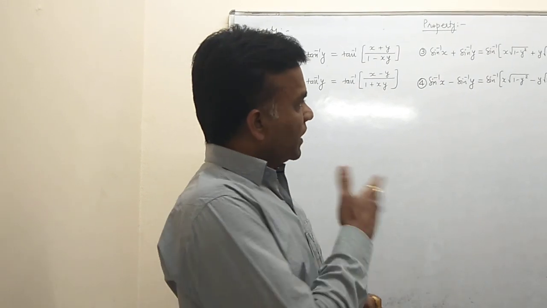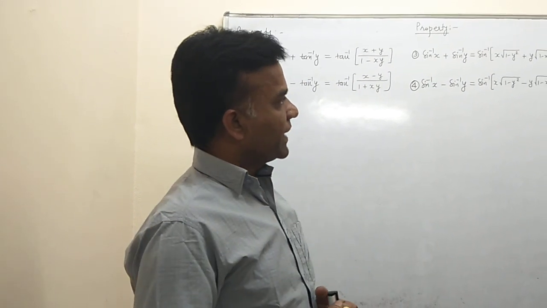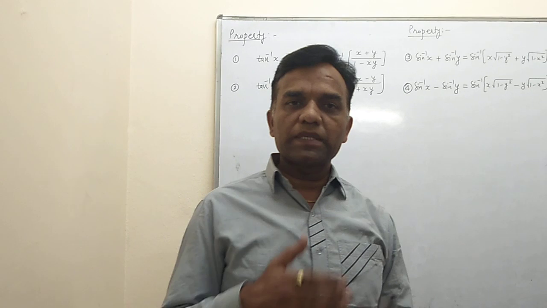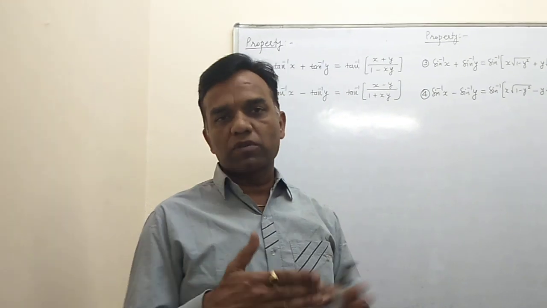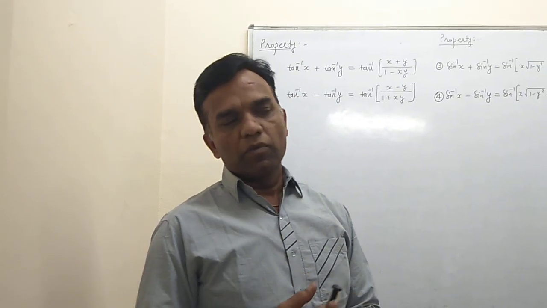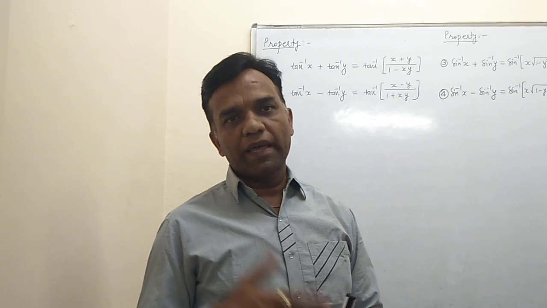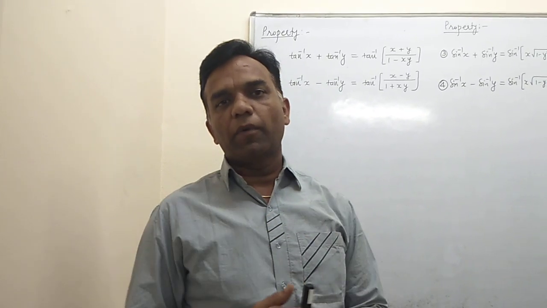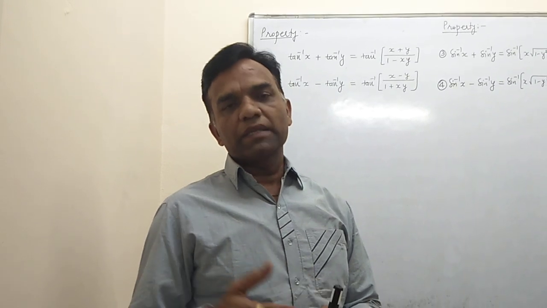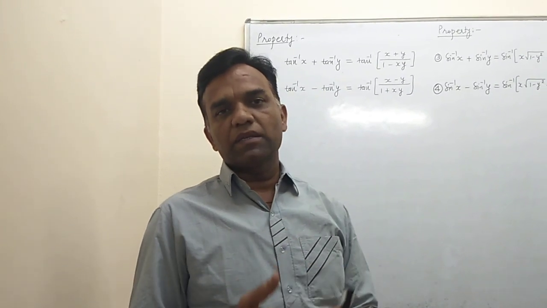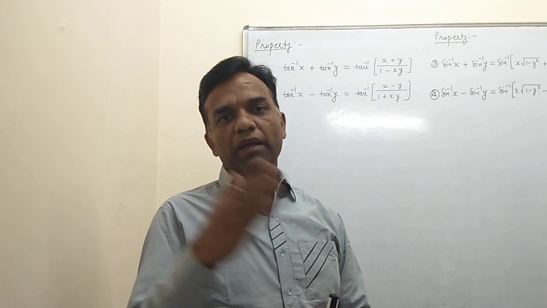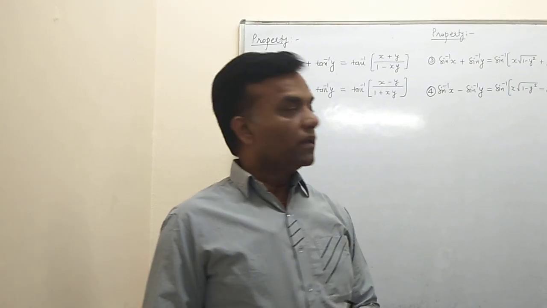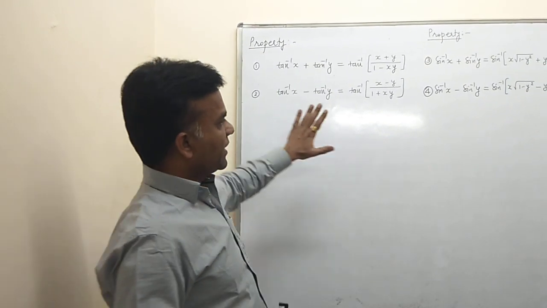First we use the concepts of tan of a plus b, tan of a minus b, sin of a plus b, sin of a minus b, cos of a plus b, cos of a minus b. Tan of a plus b equals tan a plus tan b upon 1 minus tan a tan b, and similarly tan of a minus b equals tan a minus tan b upon 1 plus tan a tan b. All these formulas are related in the same way.